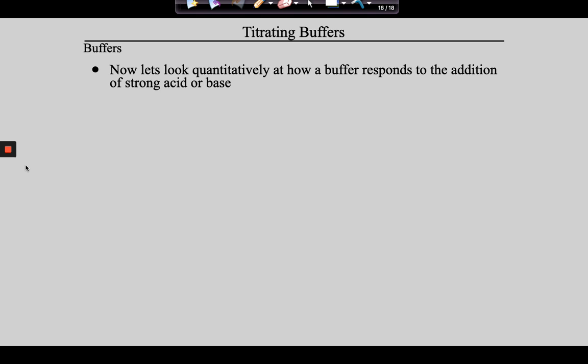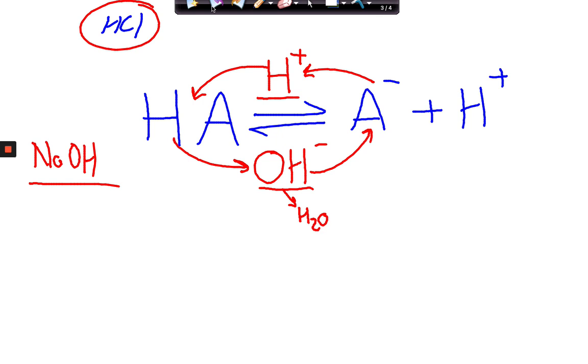So, what we're going to do is this. We are now going to look quantitatively, the math, right? We're going to look quantitatively at how buffers respond to the addition of strong acids and bases. So the pictures that we drew here, we're now going to do the math that describes this, okay? But guys, maybe this would be a good time to mention this. We've actually got 2 things going on here. And guys, this is how we're going to think about this.